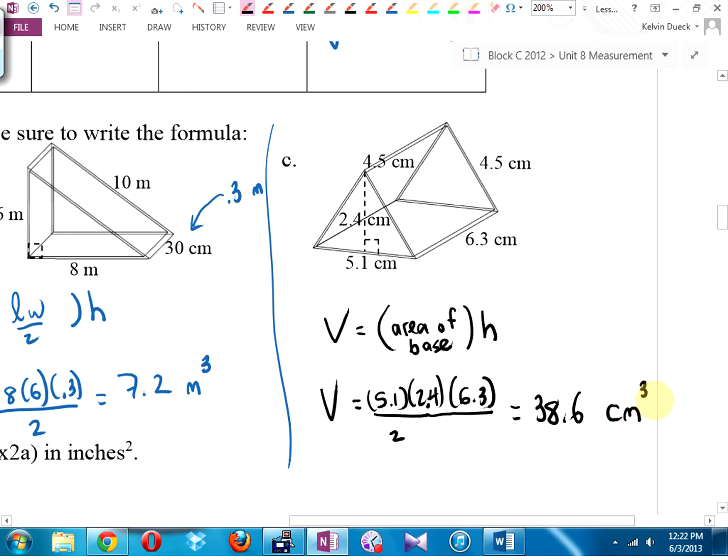You know which one is squared? Area. You know how you can remember that? Square area. Area, square area. That's how I've remembered it since I was in grade 8.